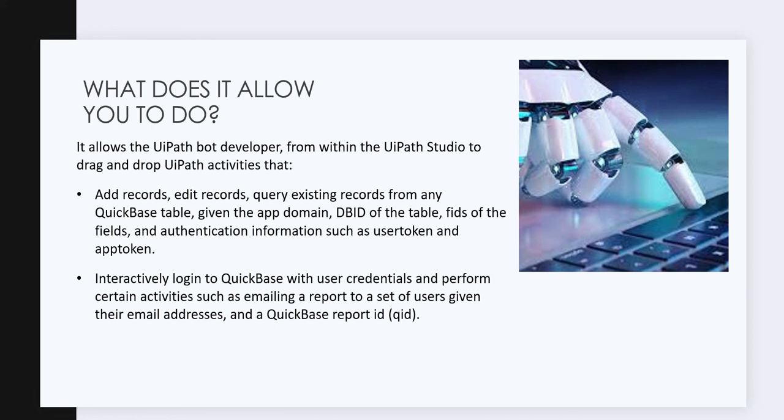The basic difference between the first set of activities and the second set of activities is that the first set involves no user interface at all, and everything goes under the hood. It uses the QuickBase HTTP API calls, and everything happens under the hood, nothing on the screen. Whereas the second set of activities, like emailing and all those kinds of activities that have to be done within QuickBase interactively, allow you to do that. Then you have to provide the information for that, such as the credentials, who to email this report to, which report to email, and so on.